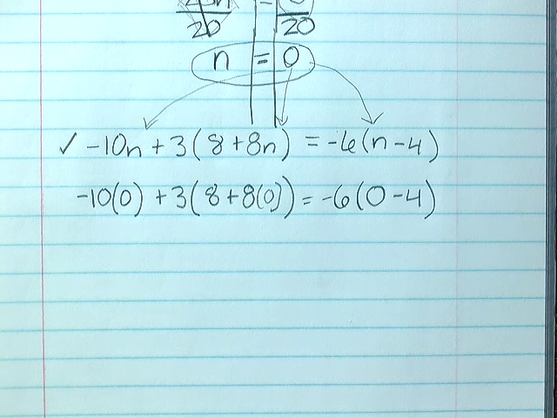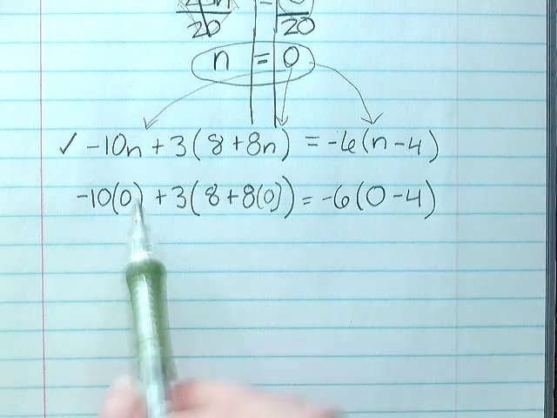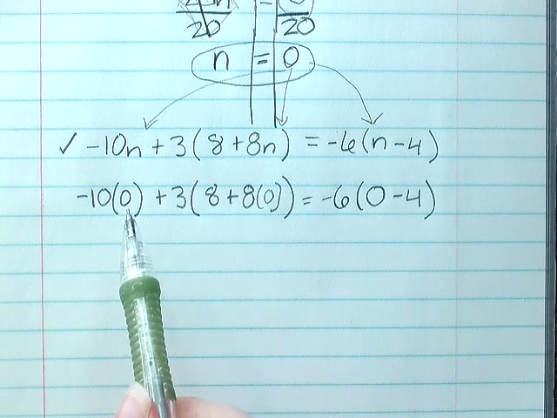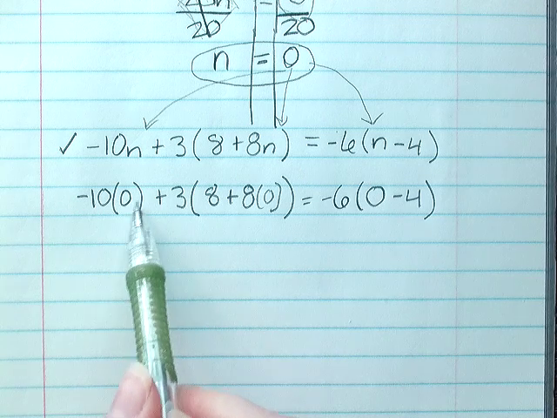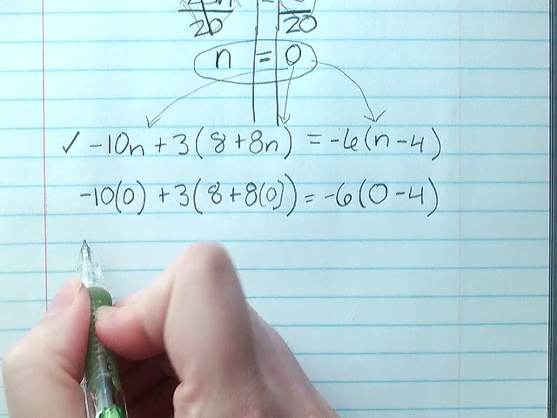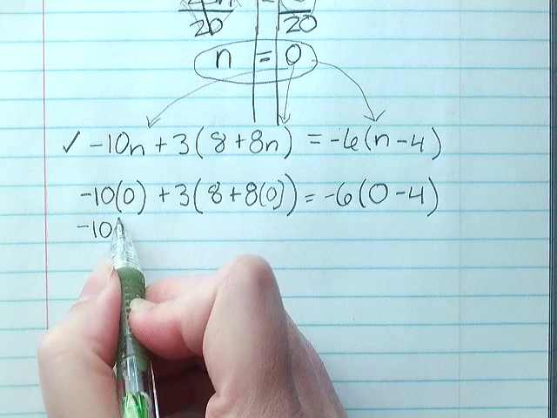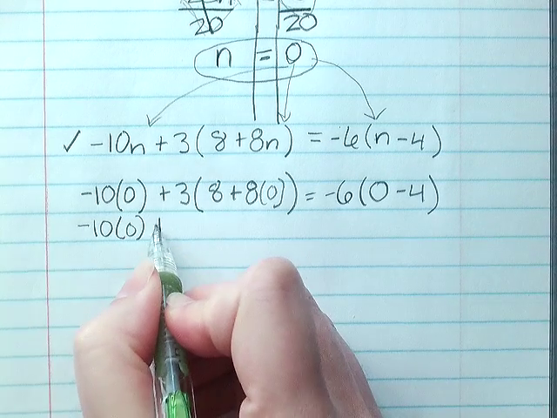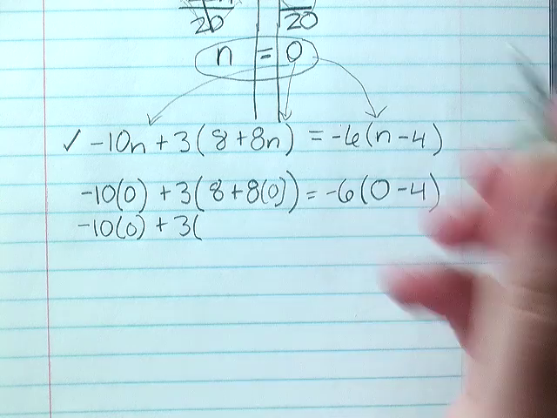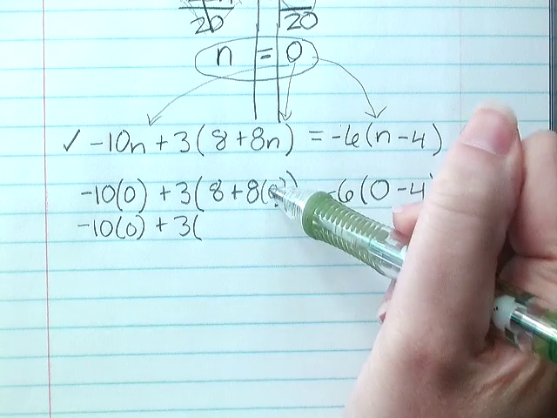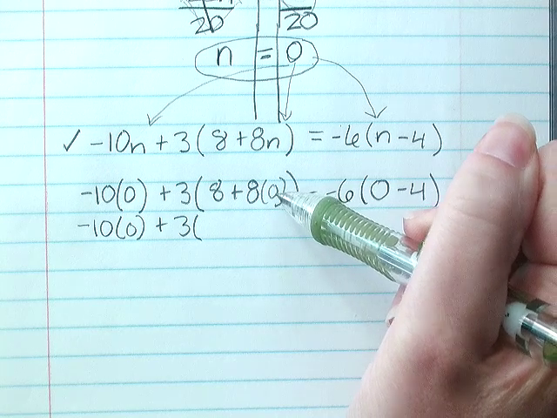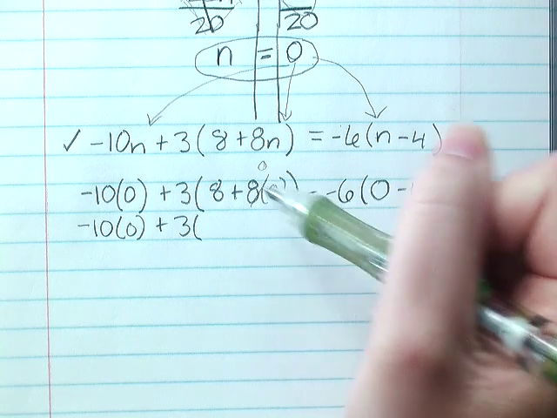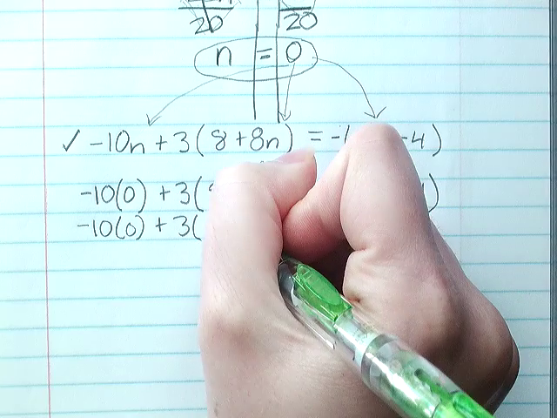According to PEMDAS, the first thing we're going to do is any operations in parentheses, okay? Yes, this is technically in parentheses because that's how I'm showing that we're multiplying them, but there's nothing to do inside the parentheses, right? It's just a 0. So I'm going to leave this for now. So this is going to be negative 10 times 0 plus 3. Okay, here's my first set of parentheses. 8 plus 8 times 0. Well, what's 8 times 0? Anything times 0 is 0. So this is just 0. And I'm going to do 8 plus 0, which is just going to be 8.